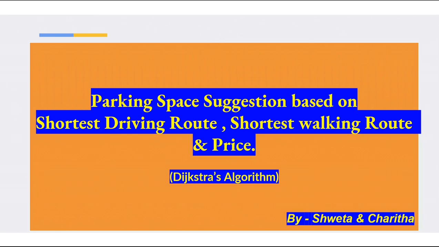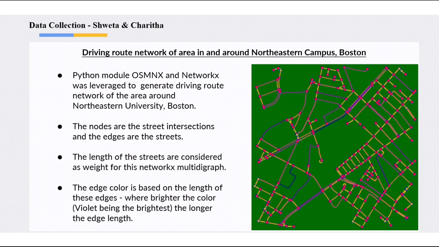Moving on, I'll be showing you how we have collected data to work further on this idea. Initially, I have created the driving route map or graph of the Northeastern campus and its surrounding. For that, I have considered Northeastern as the midpoint and I have taken a radius of 800 meters around it. The final output is what you are seeing on the right hand side of the screen. This has been implemented using the OSMnx module and NetworkX module of Python, where the edges are the streets and the intersections are the nodes.